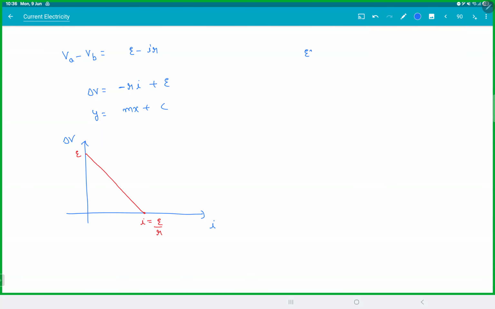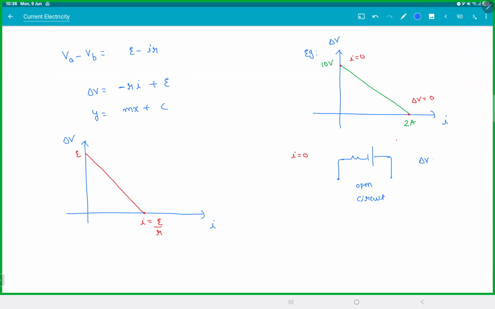There was a question like this in JEE once. They gave a graph of the potential difference across the battery versus current. This was 2 ampere and this is 10 volt. Just look here: when it is 10 volt, at this point the current is 0. At this point the potential difference is 0. How can you get a current of 0? You can get a current of 0 if you don't connect anything in the circuit. Open circuit, there's no current.